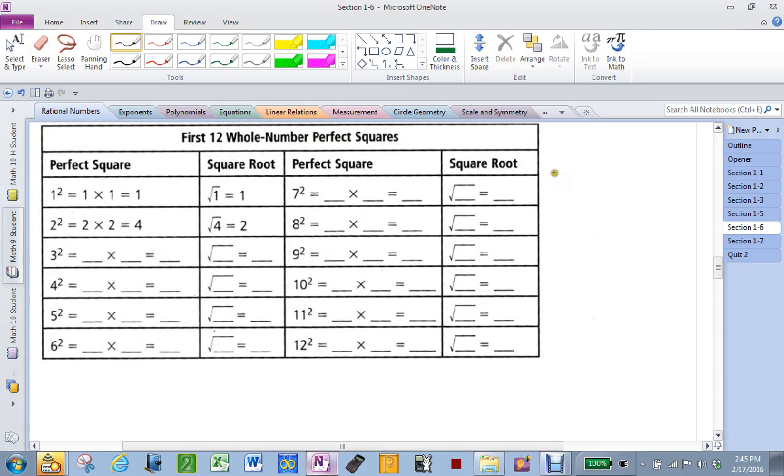Oh, I just erased it all the way down to 12. I hope you got it. And then, of course, I'll put in the rest of them. 13 squared is 169, so root 169 is 13.